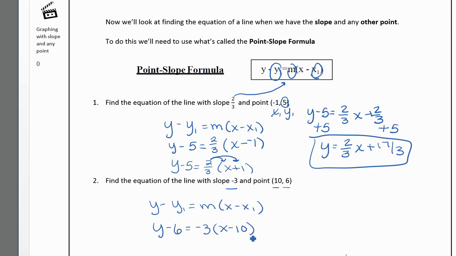Next I'm going to distribute the -3, so I'll have y minus 6 equals -3x, and then -3 times -10 is plus 30. And then my last step, I need to add 6 to both sides, and we get y equals -3x plus 36. And that is our final answer.